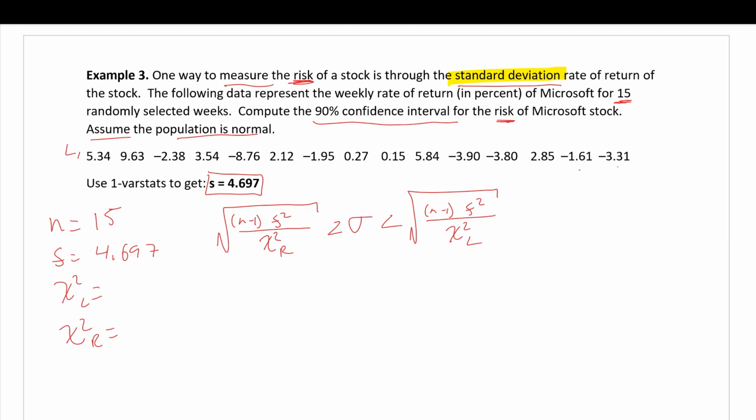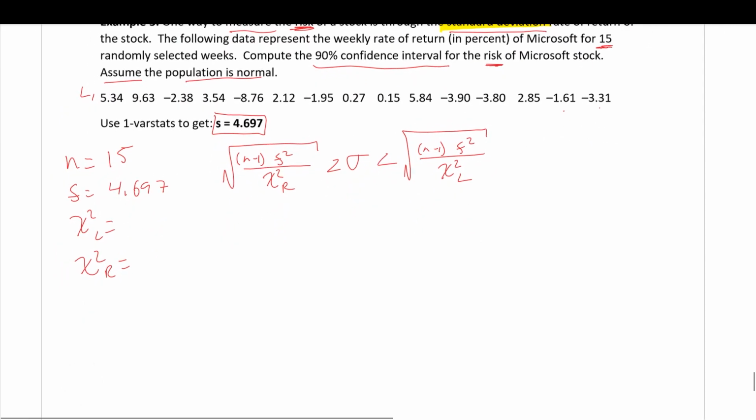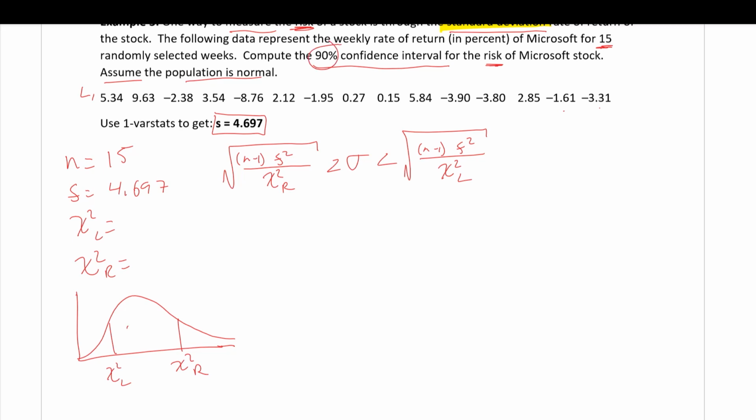Chi squared left and chi squared right. Well, in order to come up with those values, let's go ahead and draw a picture and then just use that web resource. All right, so we have 2 partitions here, chi squared left, chi squared right. We're looking for a 90% confidence level, so that middle portion is 0.90. That means these two tails have to be what? Well, they have to be 5% each.